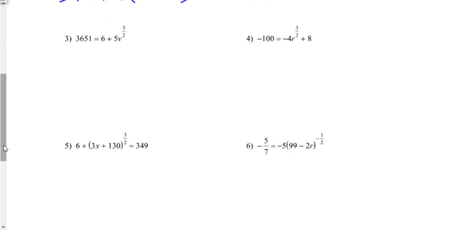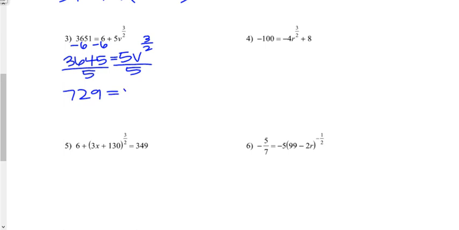Moving on to 3, I have to isolate v to the power of 3 over 2 first by subtracting 6. So 3651 minus 6, I get 3645 equals 5v to the power of 3 over 2. Then I divide both sides by 5. So 3645 divided by 5 is 729. On the right side, I just have v to the power of 3 over 2.